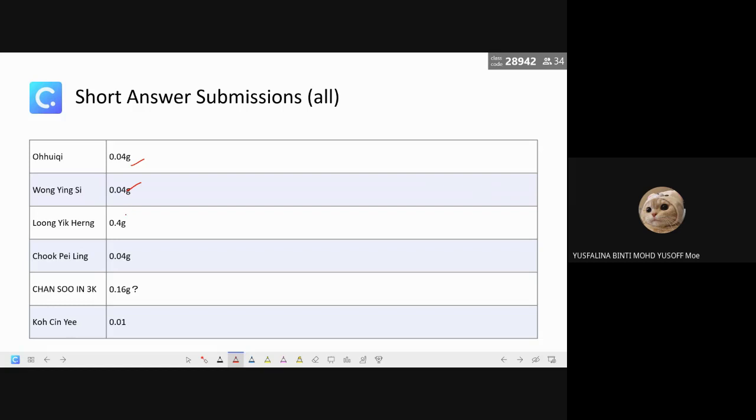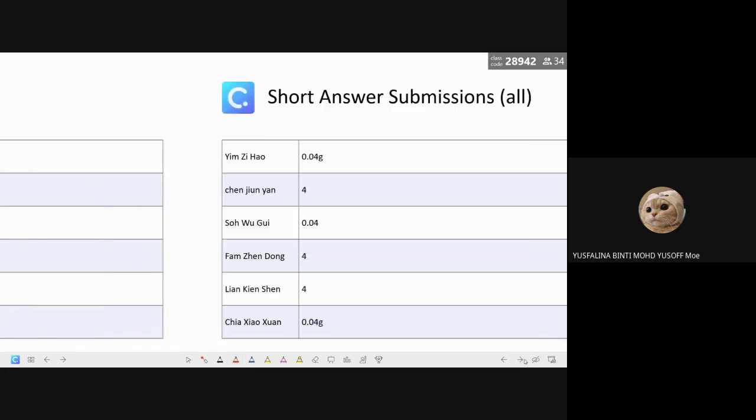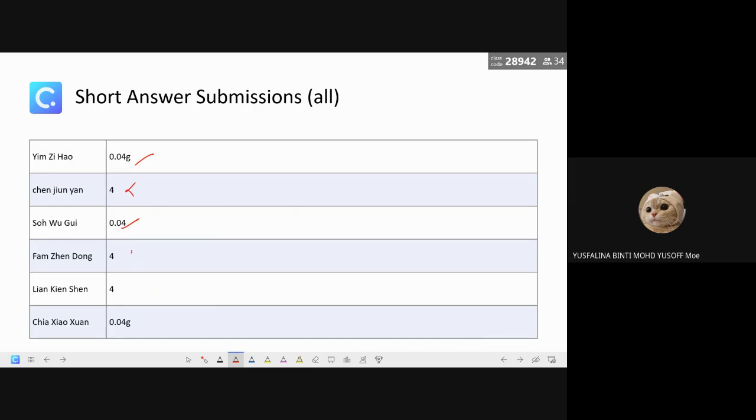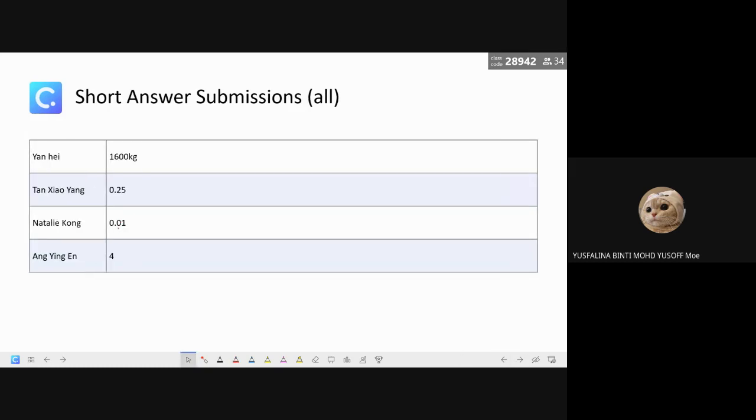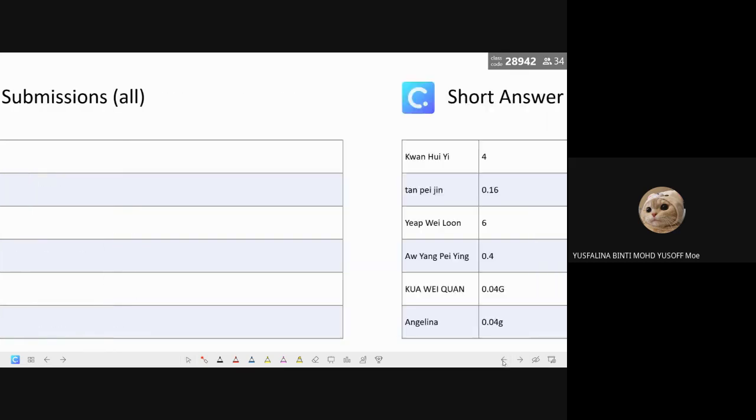Okay, maybe this one is a typing error. Wrong. Correct. Wow, 1600 kg? How can it become zero? It starts from 0.64, right? Wrong. So never mind, we still have a few questions that you can try.